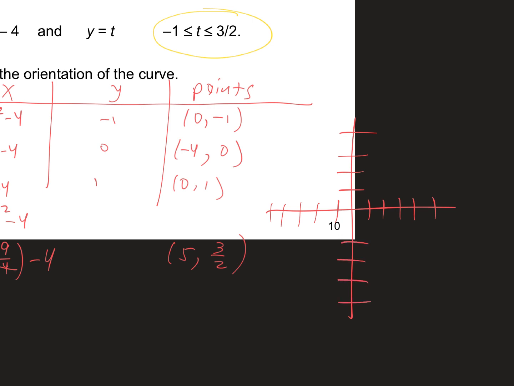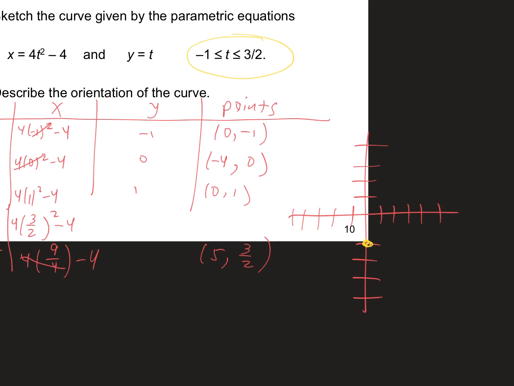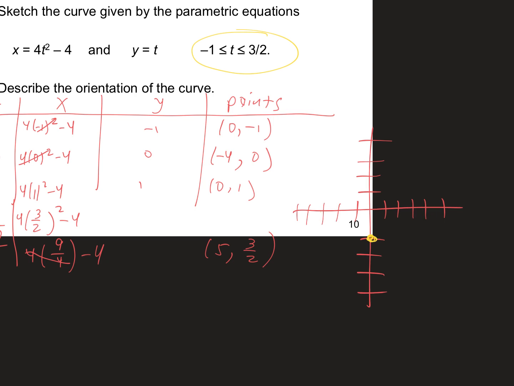Where is my first point? At 0, -1. Okay. Where is my second point? -4, 0. 1, 2, 3. -4, 0. Where's my next point? 0, 1. And then where's my last point? 2, 3, 4, 5. And here-ish.